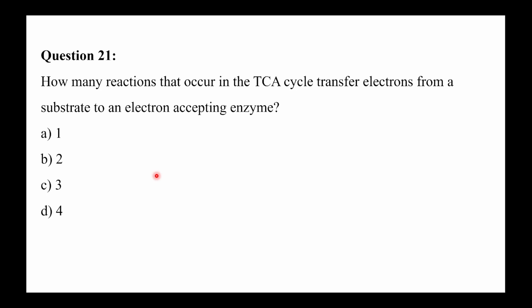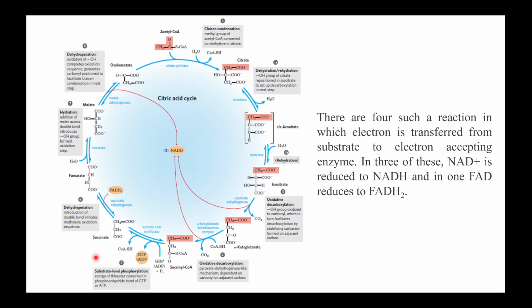I have one answer in the chat box. 4. That is the correct answer. So there are 4 steps in the citric acid cycle. So here you can see acetyl coenzyme A is the entry point, the starting point of the citric acid cycle. It enters the cycle, gets converted into citrate, aconitate, and then isocitrate, alpha ketoglutarate.